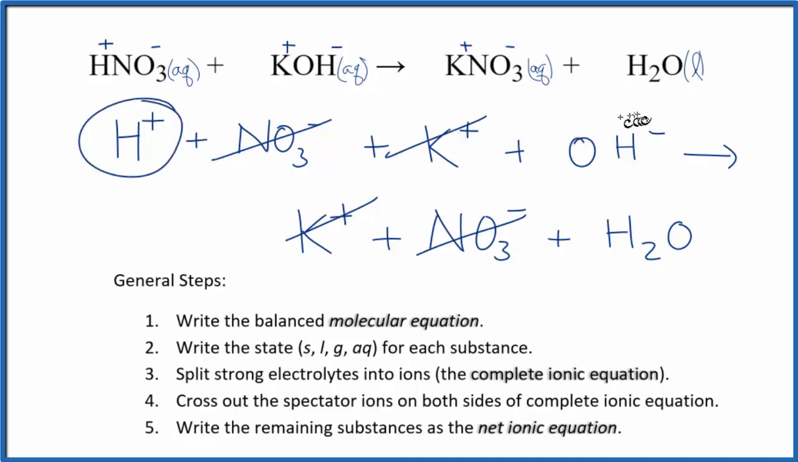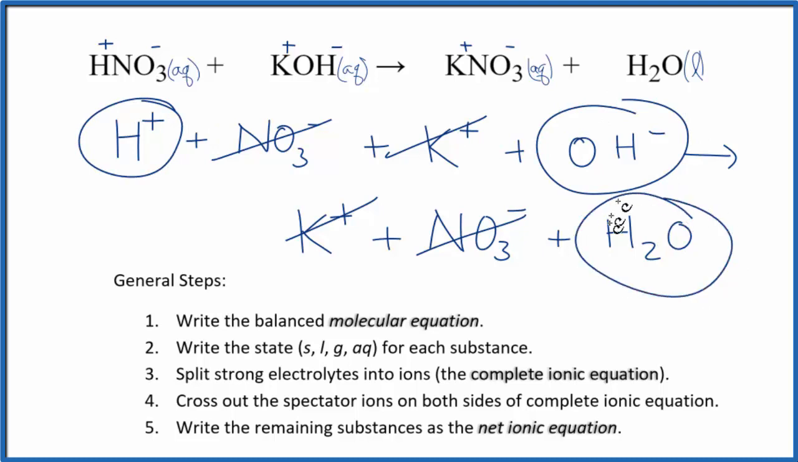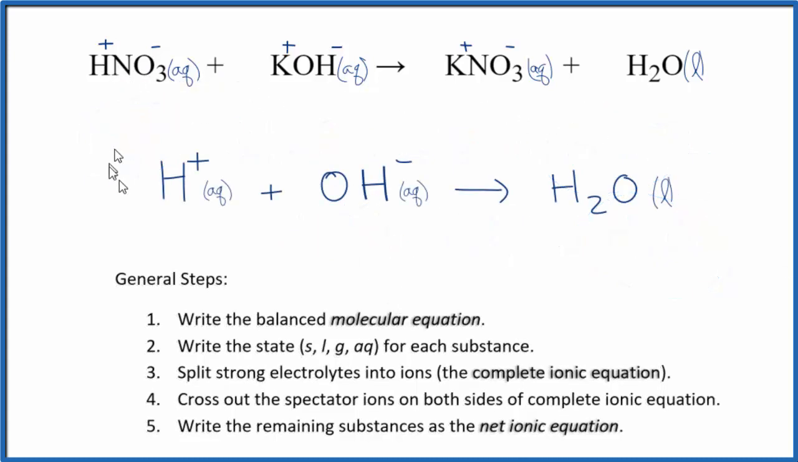We have the H plus, OH minus, and then the water. So I'm going to clean this up and write the states in, and we'll have our net ionic equation for HNO3 plus KOH. And this is the net ionic equation for nitric acid plus potassium hydroxide.